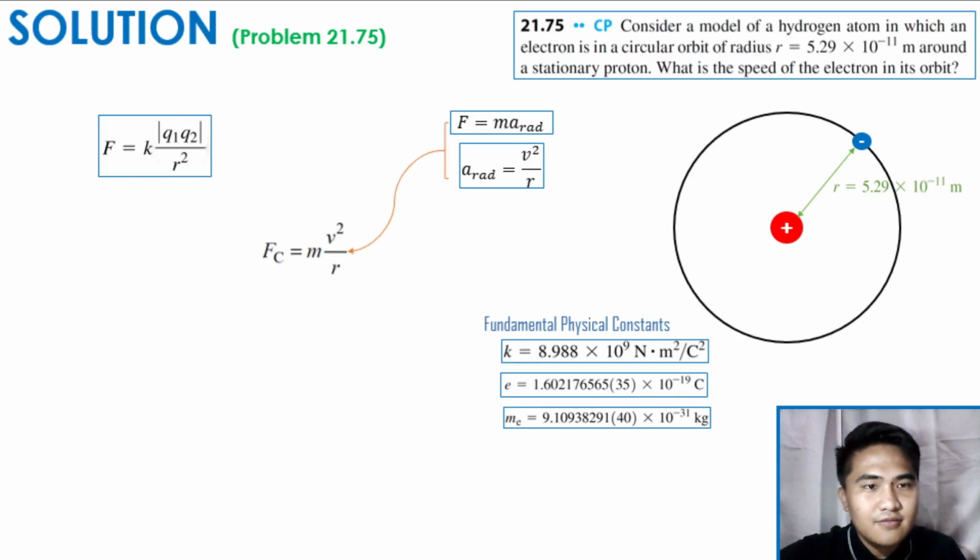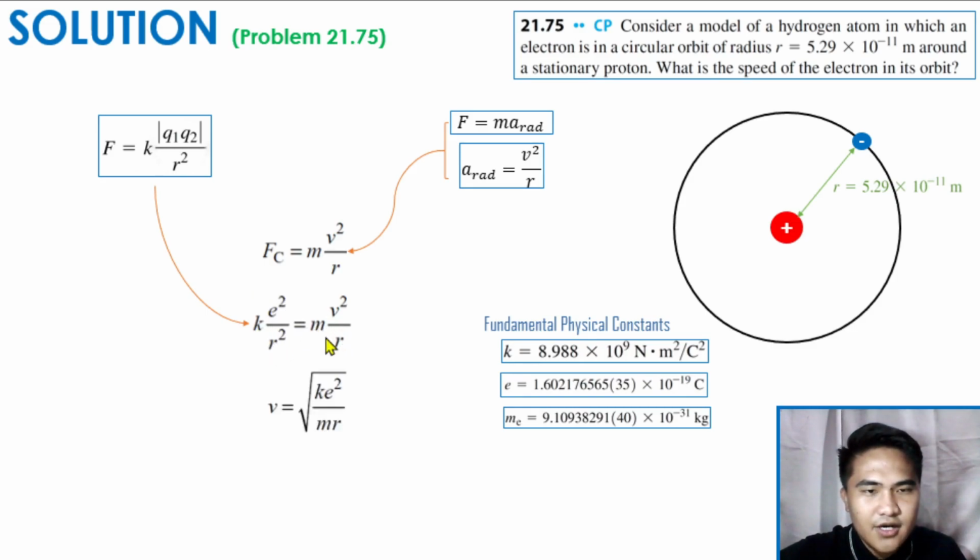Now, substituting the radial acceleration with this, we will get centripetal force is equal to mass times velocity squared over r. Since the centripetal force is due to the attraction of the positive charge and the negative charge, it is also equal to the electric force. So, K e squared, this is e squared because, as we said before, the magnitude of the charge of the proton and electron are the same. So we have K e squared over r squared is equal to m v squared over r.